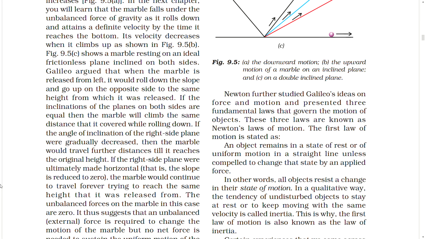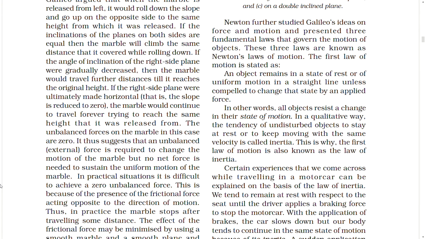If the right side plane were ultimately made horizontal, that is, the slope is reduced to zero, the marble would continue to travel forever, trying to reach the same height that it was released from. The unbalanced forces on the marble in this case are zero. It thus suggests that an unbalanced external force is required to change the motion of the marble, but no net force is needed to sustain the uniform motion of the marble.